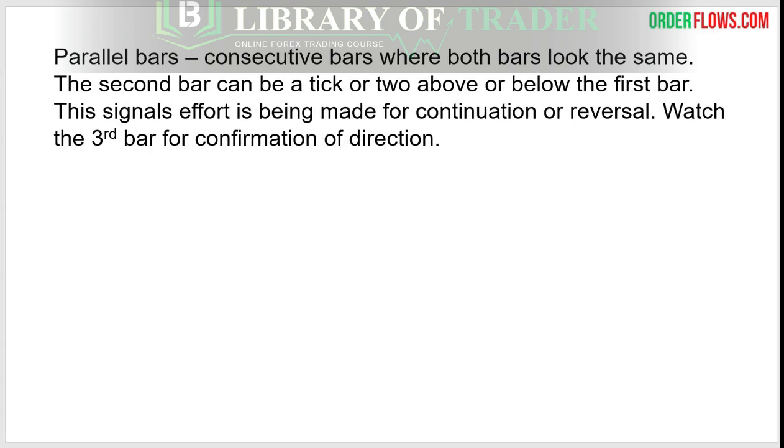Okay, so the next setup is parallel bars. What these are, consecutive bars where both bars look the same. Okay, it's got to be back to back. The second bar can be a tick or two above or below the first bar. Not more than 3-4 ticks like that. Forget it. It has to be within a tick or two above or below the low of the previous bar or the high. And the signal's effort is being made for continuation or reversal. Okay. Watch the third bar for confirmation of direction.